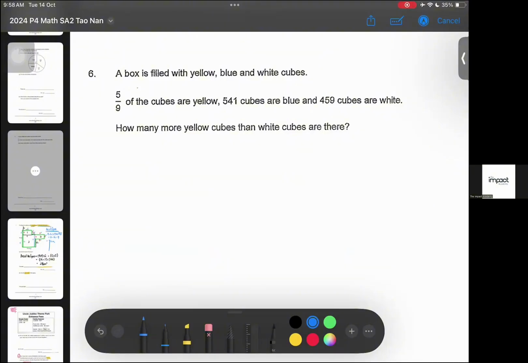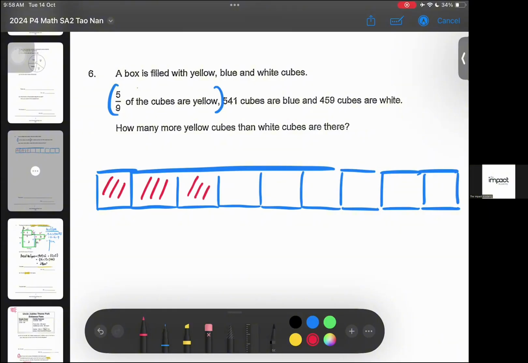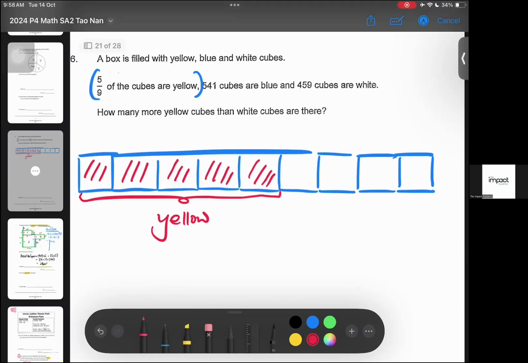Okay, let's take a look at the next question. Over here, this is a fractions question. We obviously know that when it comes to a fractions question, the first thing we want to do, at your level, you are tasked to draw a model. Then what you're going to do is shade how many units in total? 5 units. And then you're going to say that this is what we call yellow.